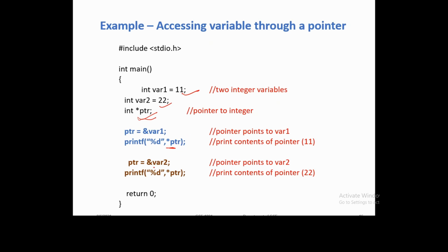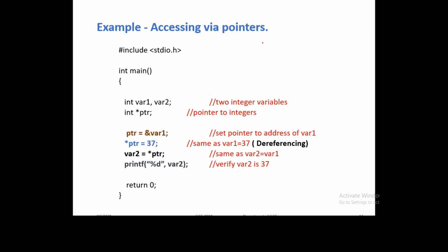Now I'm assigning the address of variable 2 to this ptr. I can use this star ptr same as before. Okay, so here in this case it will print 11, and in this case it will print 22, like this. So what can we do? By using the indirection operator star, we can simply access the value at that particular location, the value at this address. Output will be 11 and 22.